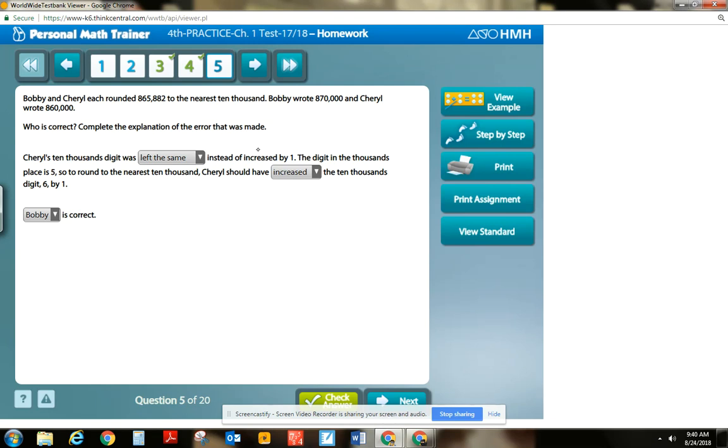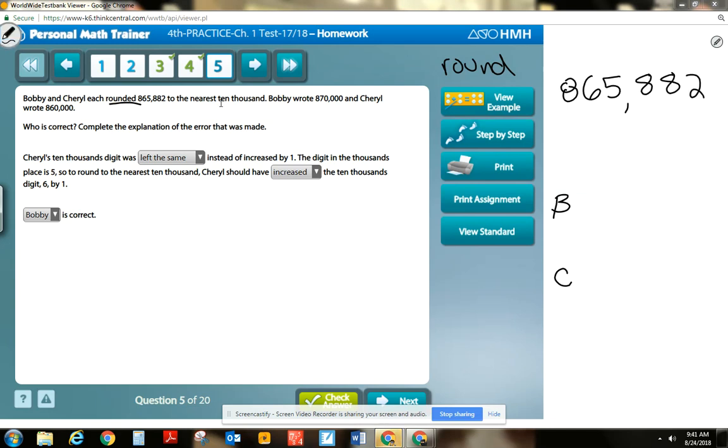All right, so Bobby and Cheryl. So that's going to be important. Bobby and Cheryl rounded. Okay, so I know I'm going to need to round. Look how I'm writing down important pieces of information as I go. Rounded this number, 865,882, to the nearest 10,000. So it says round, I'm just going to round it.